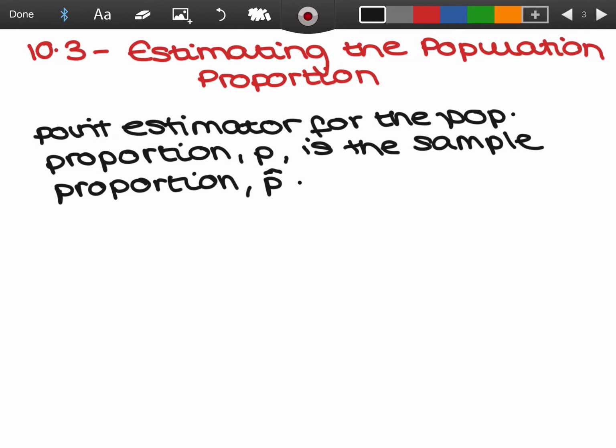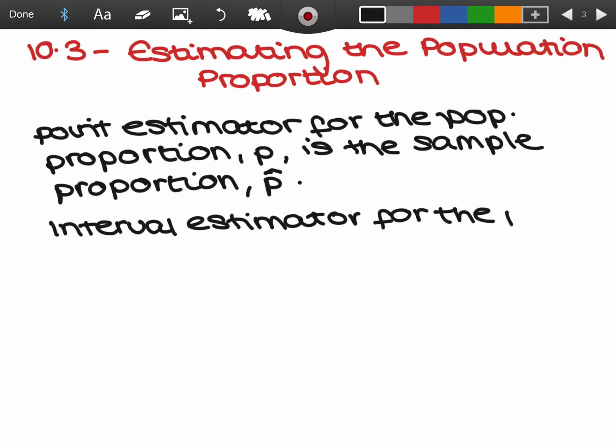We've also looked at this before. But now looking at my interval estimator, I'm going for an interval that I want to contain my population proportion. So an interval estimator for the population proportion.